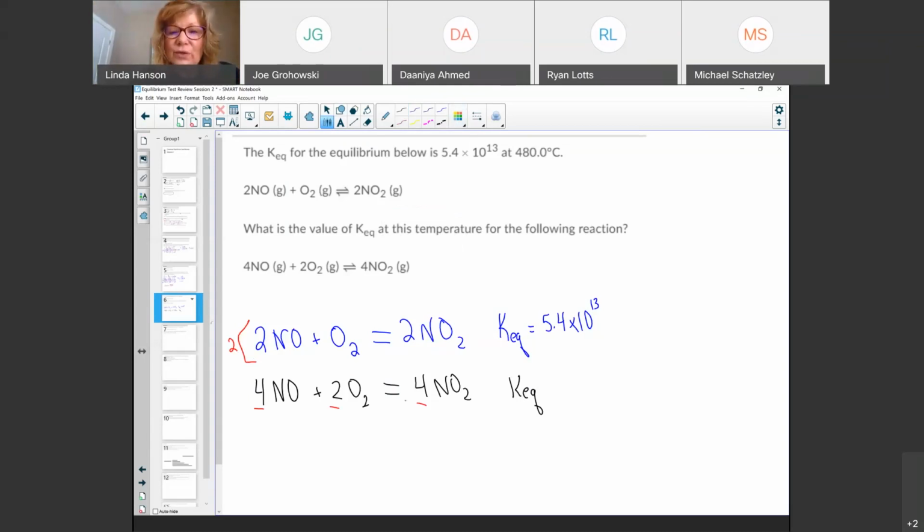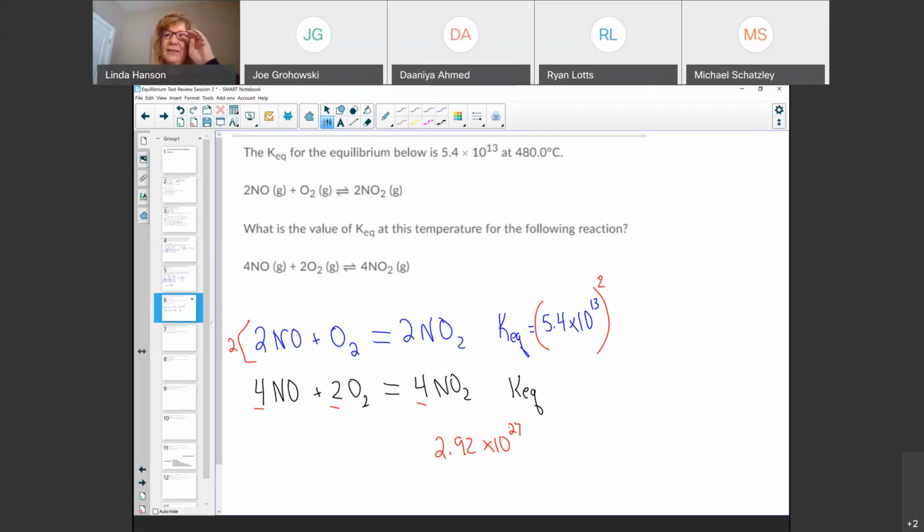Now remember, in order to solve for the new K constant, we don't double it, we don't go times 2, but you raise it to that power. So we have to take 5.4 times 10 to the 13th and square it to find that new K constant, which will make it even bigger. 5.4 times 10 to the 13th power squared. And my screen reads 2.9, I'll say 2.9 times 10 to the 27th power.